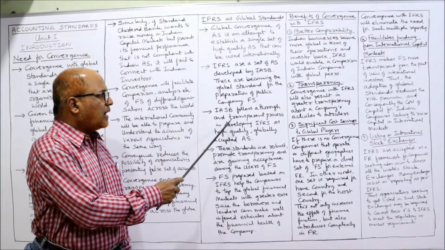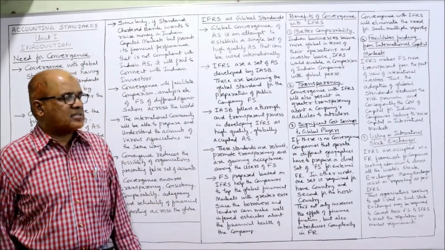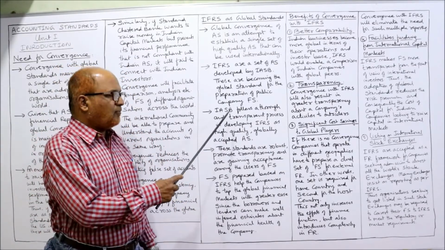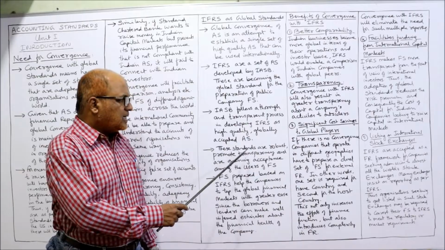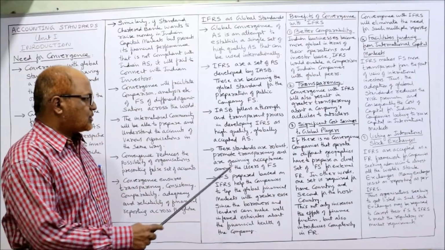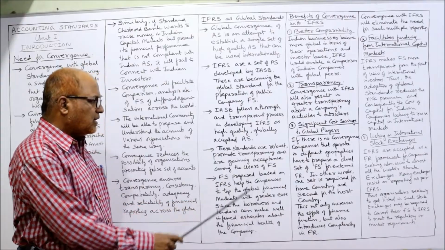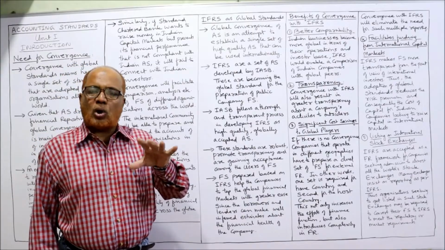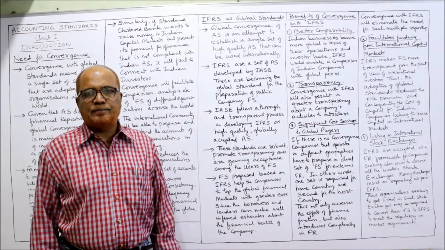The IASB follows a thorough and transparent process in developing IFRS as high quality, globally accepted accounting standards. So strict rules are applied in making this IFRS. These standards are robust, wholesome. That means they can adapt to any conditions. These standards are robust, promote transparency, and are gaining acceptance among the users of financial statements. Throughout the world, all the investors, all the companies are accepting IFRS as the global standard.